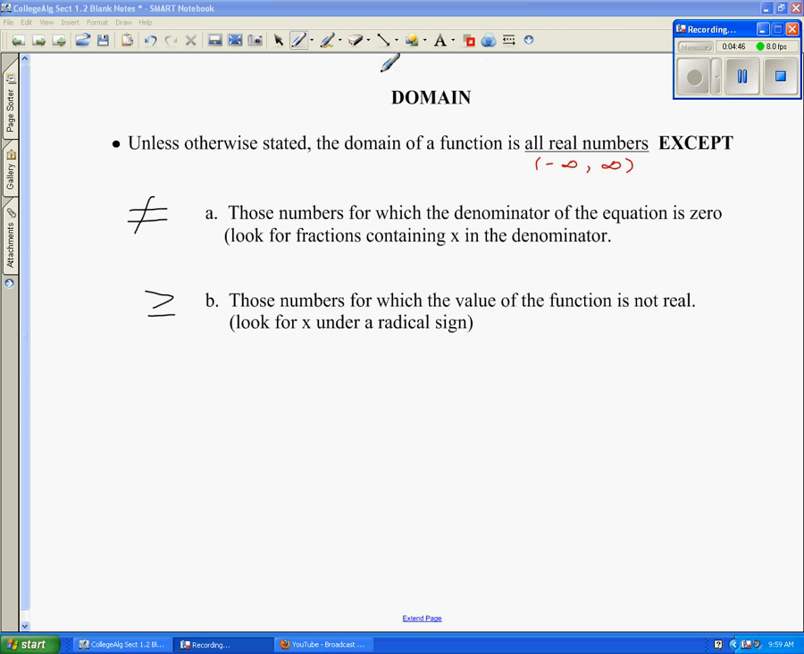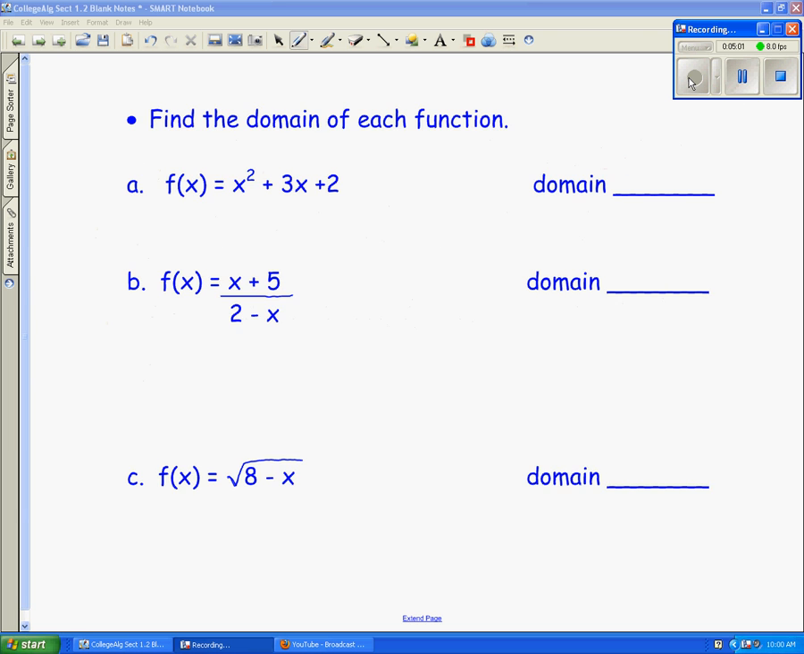This next page we're going to be talking about domain. The domain of a function is always all real numbers represented negative infinity to positive infinity, except when these two situations occur. Pause and read these two circumstances. Using our previous definitions, we're going to find the domain of each function.